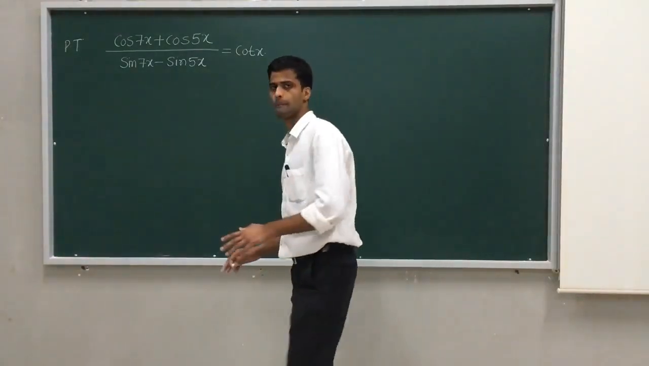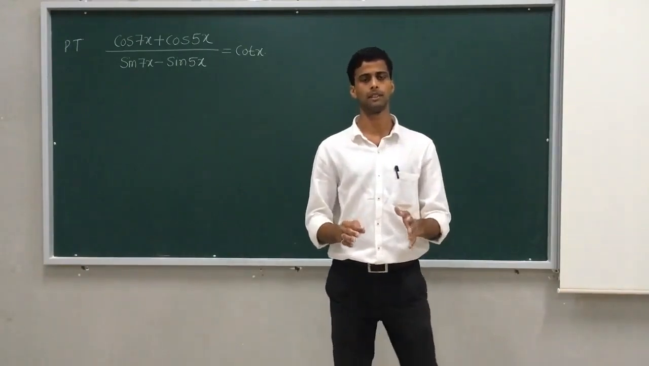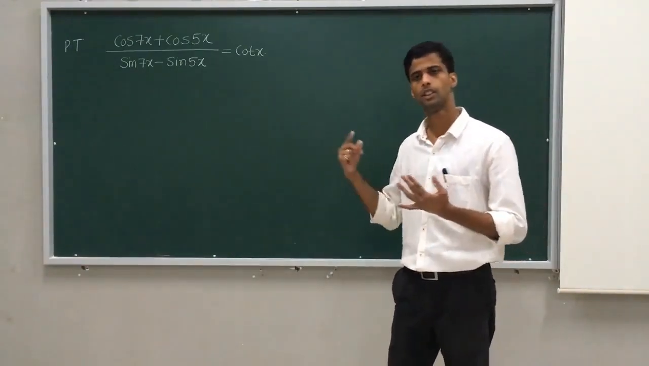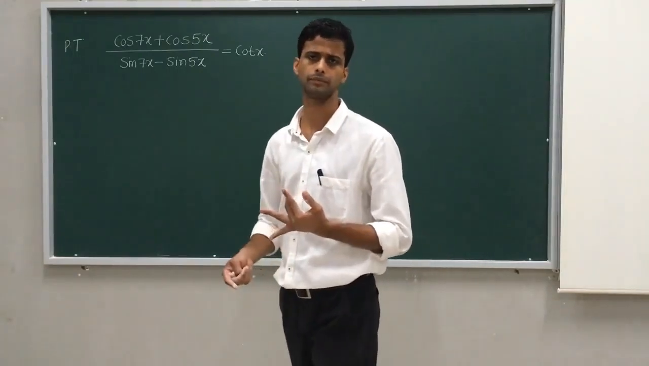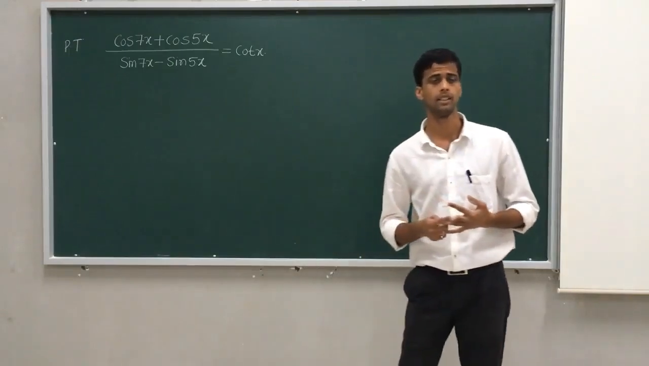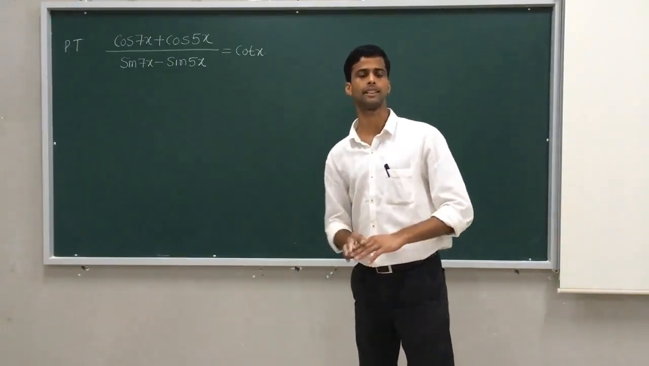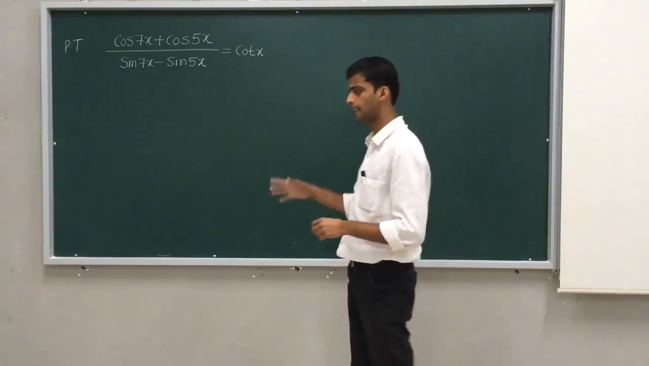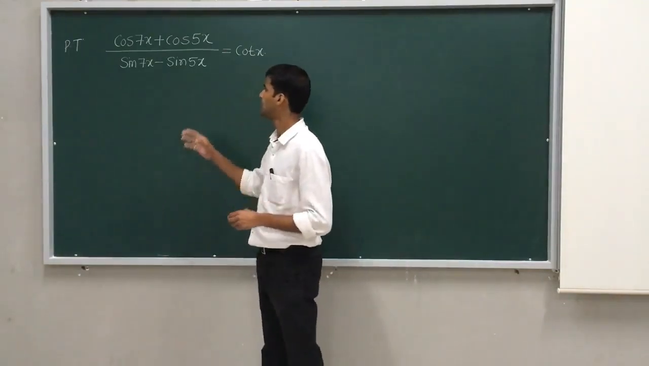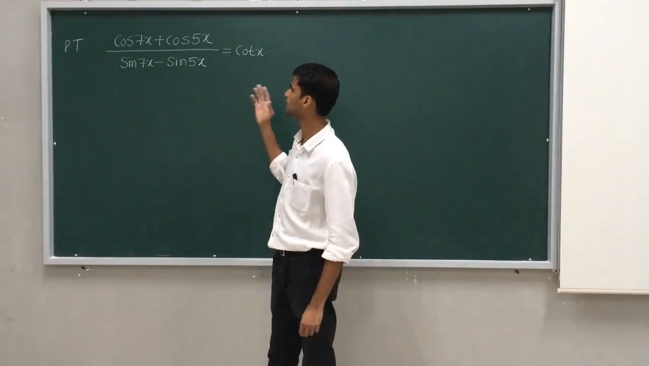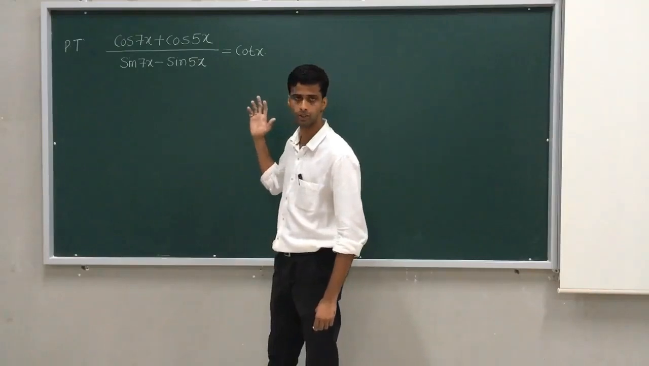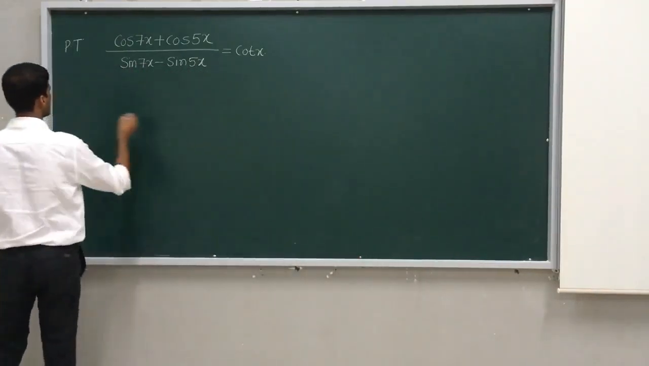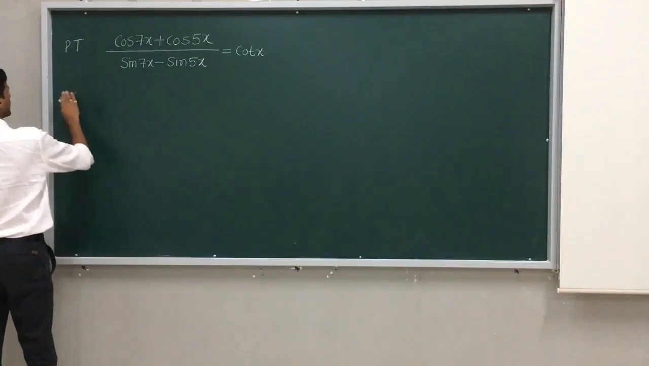You should know all formulas starting from cos of x plus y to cos 2x. You should know cos x plus cos y, cos x minus cos y, sin x plus sin y, sin x minus sin y, sin of x minus y, all of them. If I consider this particular problem, in the numerator we have cos 7x plus cos 5x, which looks like cos x plus cos y. The denominator looks like sin x minus sin y. So what will I do? I'll consider the left hand side directly.